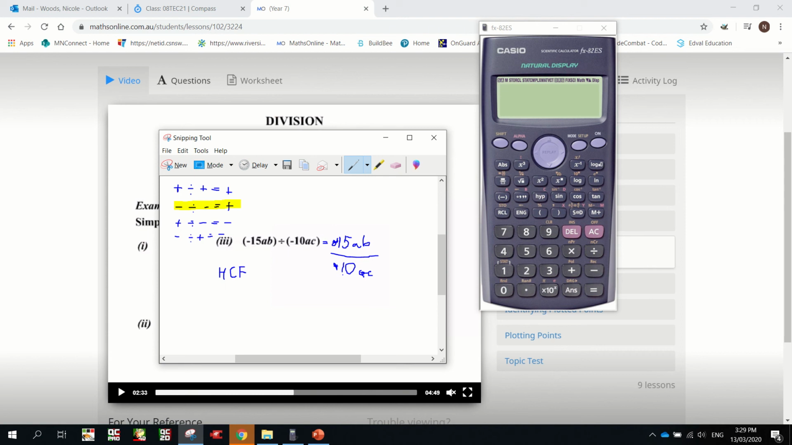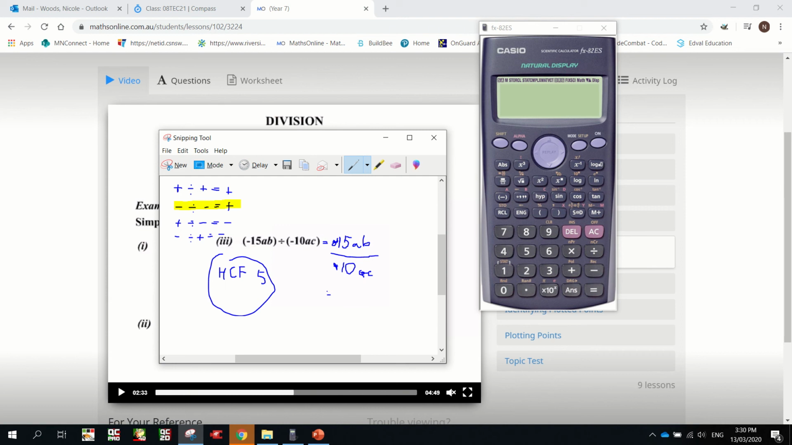Let's check. 6, nope, won't go into those equally. 7 doesn't go into them equally. 8, nope. 9, nope. 10 will go into 10, but it won't go into 15 equally. So that highest common number here was 5, okay? We're just remembering that. You don't have to put it in your working out.